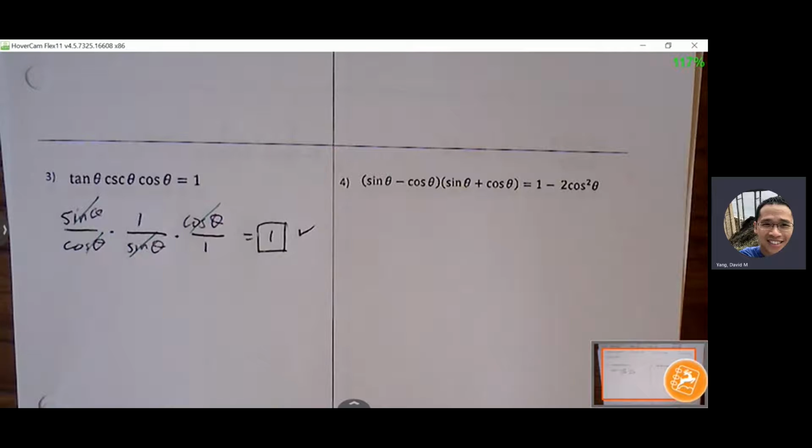Okay, take a look at 4. What would you think you would want to do first? You mean to expand, right? Expand, FOIL. You want to see if we can get all the parentheses to go away.